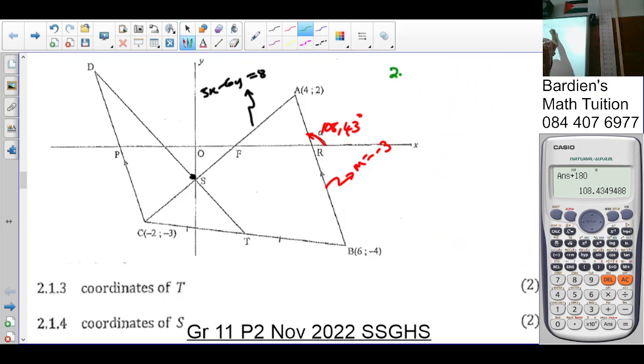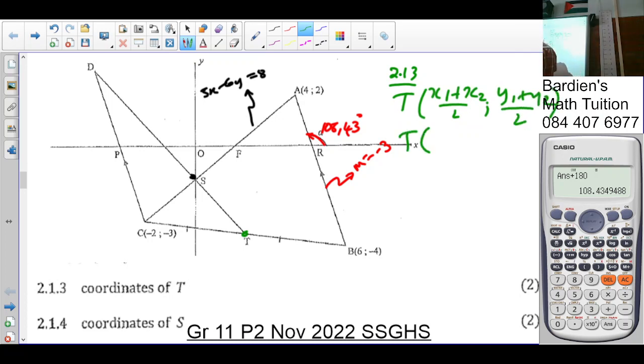In 2.1.3, the question asks for the coordinates of T. But we know that T is the midpoint, not so? So T is going to be x1 plus x2 over 2, y1 plus y2 over 2. So if we make this x1, y1, this will be x2, y2. If you go the other way around, it gives you the same answer. So it's negative 2 plus 6 over 2, which is 4, and then negative 3 minus 4 over 2, which is negative 7 over 2.